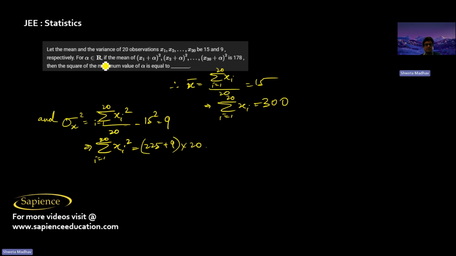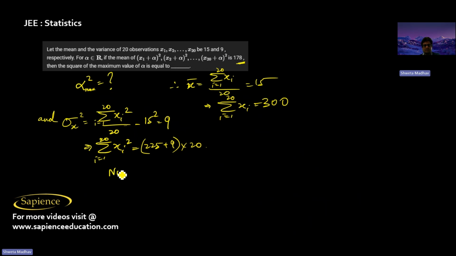So alpha belongs to R. If the mean of x1 plus alpha whole square, x2 plus alpha whole square, and so on till x20 plus alpha whole square is 178, then we need to find the square of the maximum value of alpha. So alpha max square, that we need to find out.